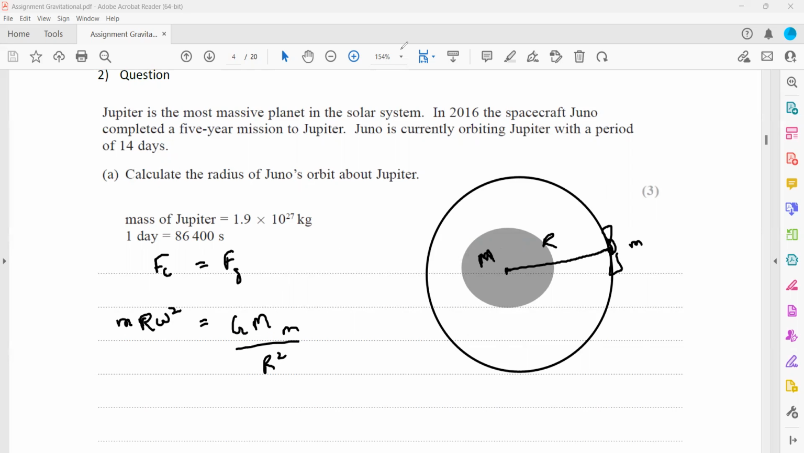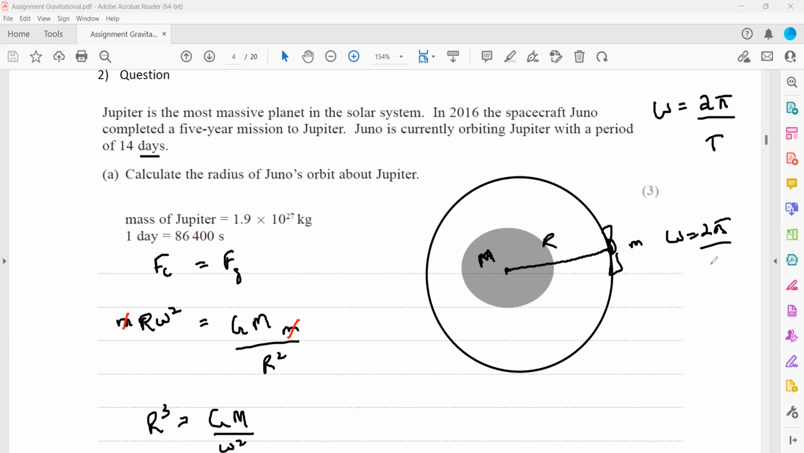Now we simplify this equation, so m will cancel with m, and this r squared goes over and becomes r cubed. So we'll have r cubed equals G, the gravitational constant, times M, the mass of Jupiter, divided by omega squared. And how to work out omega? Omega is the angle of one complete revolution, that's 2 pi, divided by T, the time period. So omega will be equal to 2 pi divided by the time period.